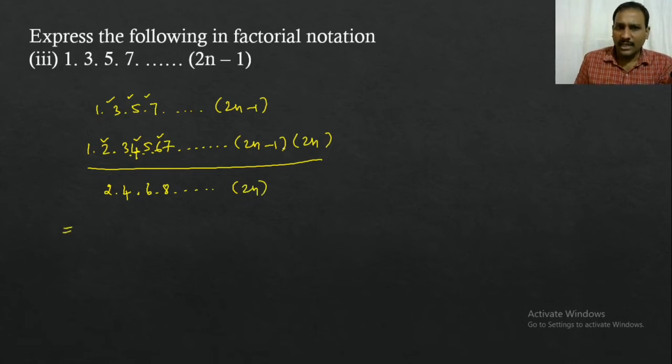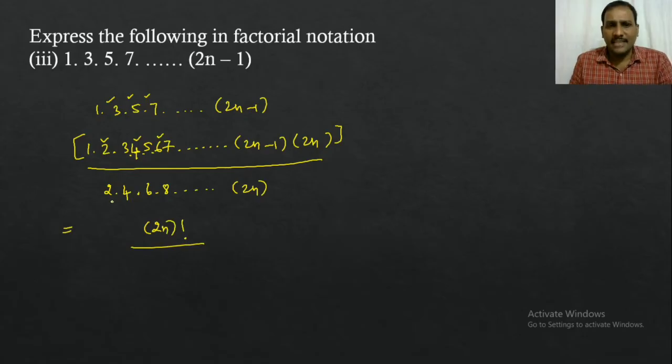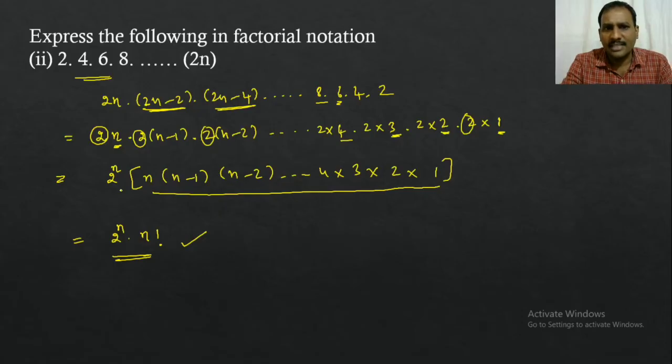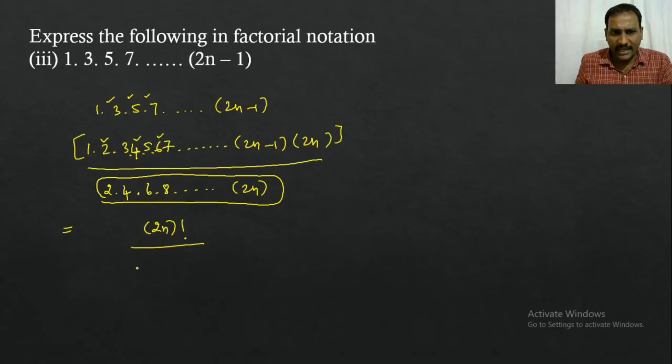Here the numerator is the product of the first 2n natural numbers, which can be written as 2n factorial. By what we just did, 2 into 4 into 6 into 8 up to 2n is 2 power n into n factorial. So it can be written as 2n factorial by 2 power n into n factorial.